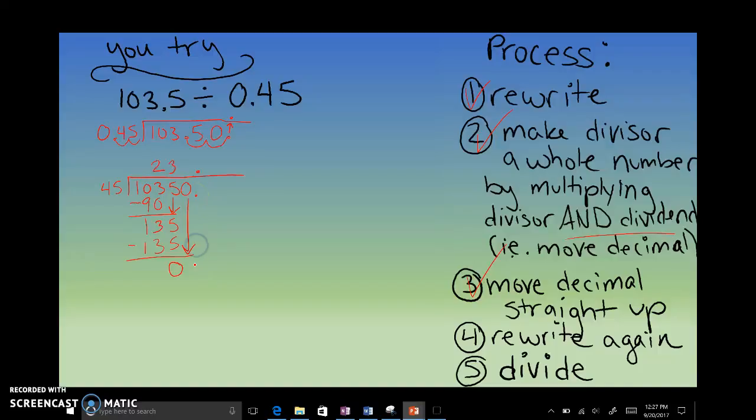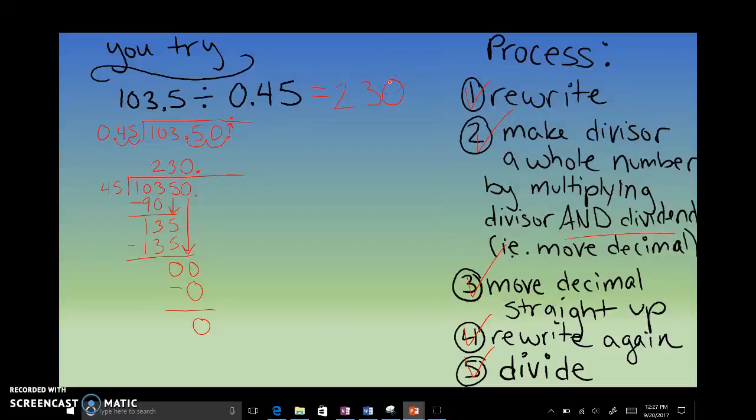So I'll bring that down. And we'll ask ourselves, how many times can 45 go into 0? 0. 0 minus 0 is 0. Now, we get 0 down here, and we have no more digits in our dividend to bring down as well. So because we have both of those conditions, we know that we're done with our long division, and now we just double check our decimal point. We brought it straight up, so we're good to go. So our final answer for this problem is 230.